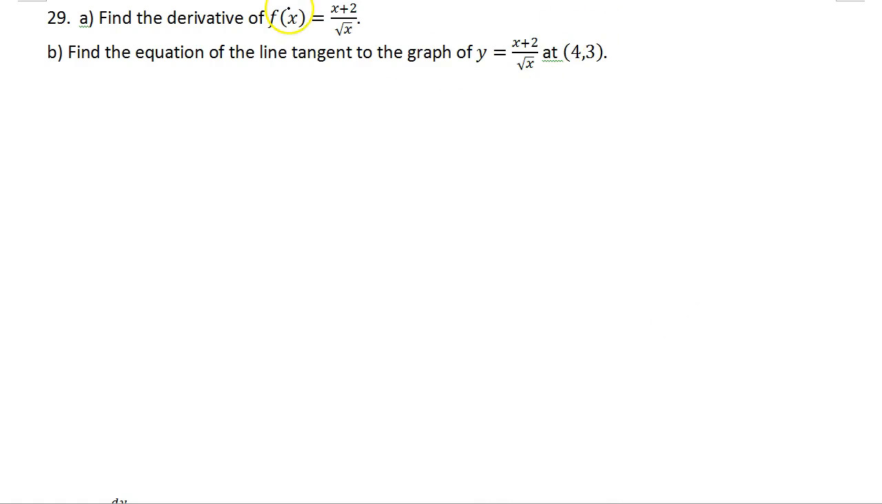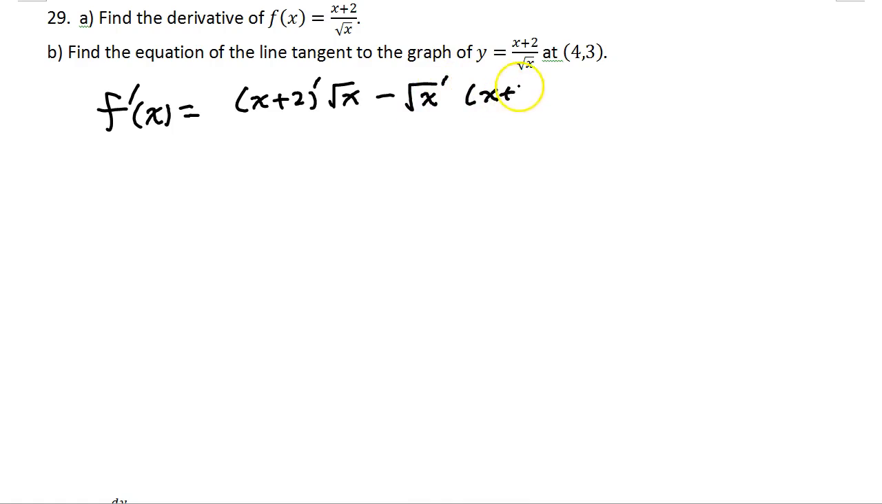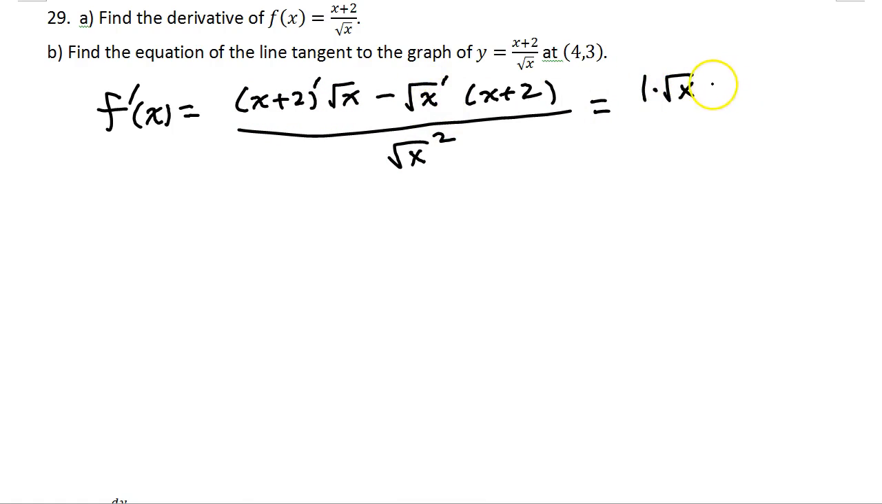Find the derivative of this given function and use that to find the equation of the tangent line. Alright, since you have a fraction, you should be using the quotient rule: derivative of the top times the bottom minus the derivative of the bottom times the top, over the bottom squared. Okay, this is just 1. Square root of x differentiates to 1 over 2 times square root of x.